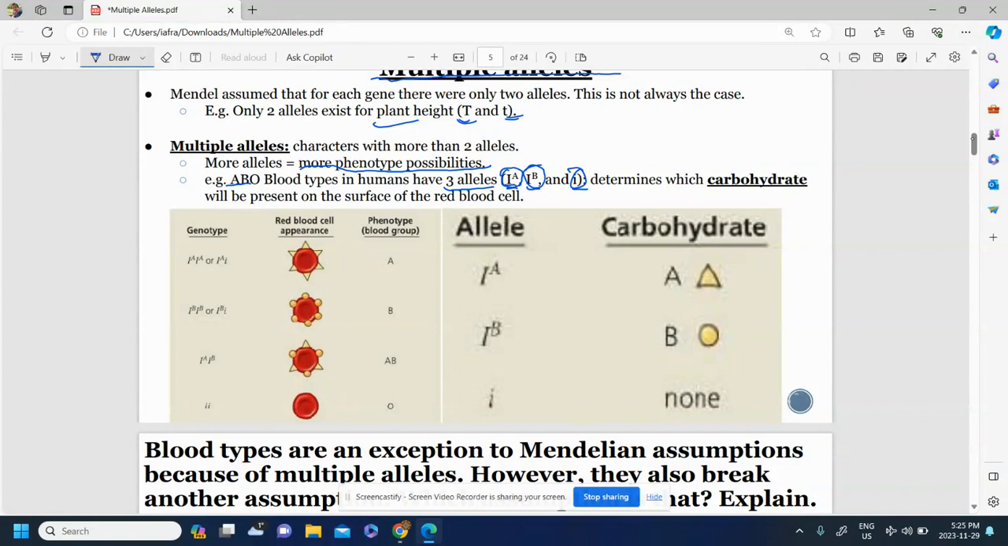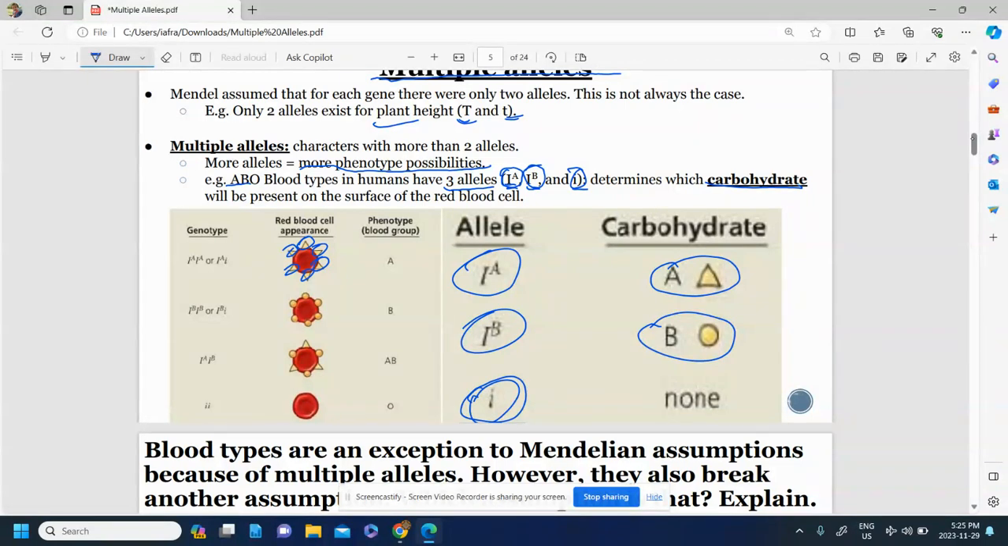So this combination that you get will determine what carbohydrate is on your red blood cell. And those different shapes we saw in the red blood cell, those are carbohydrates. Basically special sugars that determine how your blood kind of reacts to certain things. So you can see that there's 3 possible alleles, IA, IB, i. IA usually makes the triangle carbohydrate. IB makes the circle carbohydrate. Doesn't really matter. It just makes a different carbohydrate than A. And then little i does not make any carbohydrate. So let's go see some possible combinations.